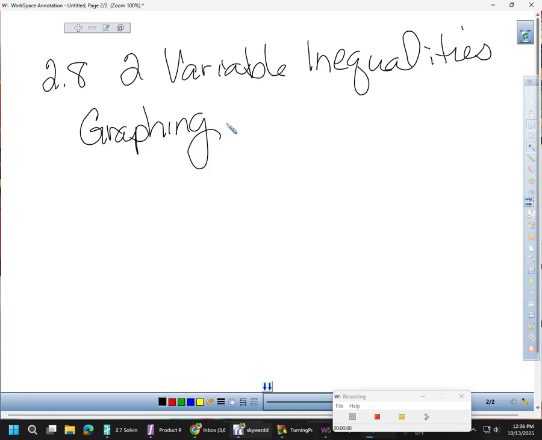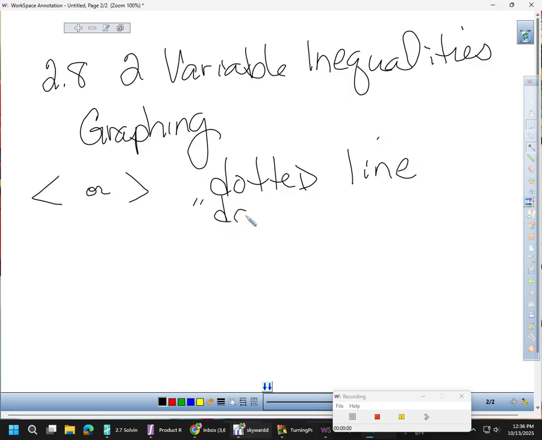So here's some information we need before we start. First of all, if you have a less than or a greater than sign, you make a dotted line, or a dashed line. Sometimes they say dash, sometimes it's dotted. We'll put dashed here too. Either way. If you have a less than or equal to or greater than or equal to, it is a solid line.